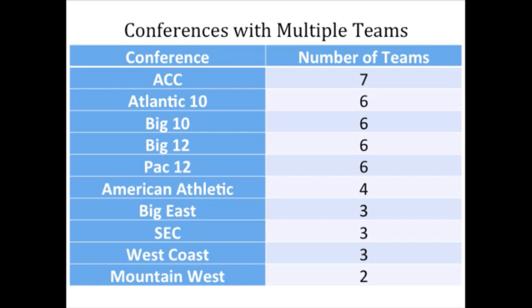Some folks like to look at the representation across conferences. Dominetrics, again, would invite more teams from the ACC, where you have to play at Duke and at Syracuse and at North Carolina and so forth, than in some of these other conferences.